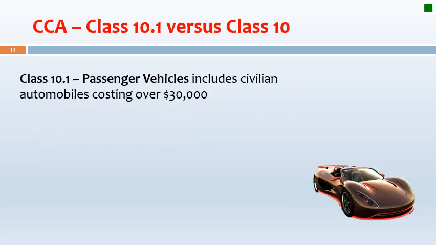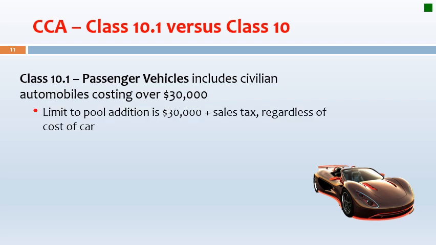Now let's talk about Class 10.1. Class 10.1 includes passenger vehicles, right? Any sort of civilian automobile that costs over $30,000. Under $30,000 would go in Class 10. This class does not include anything like trucks or buses or delivery vehicles or anything else. Just quote-unquote luxury vehicles costing more than 30 grand.